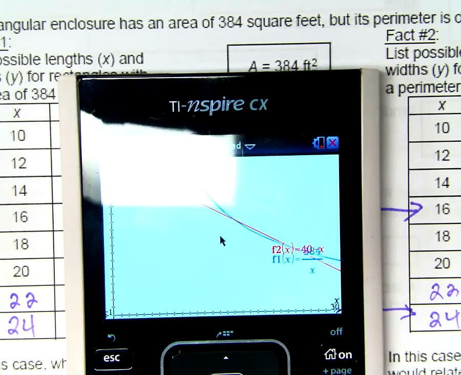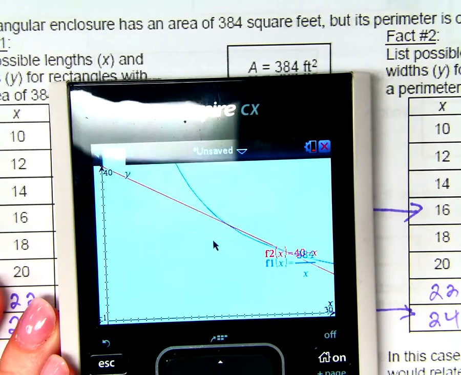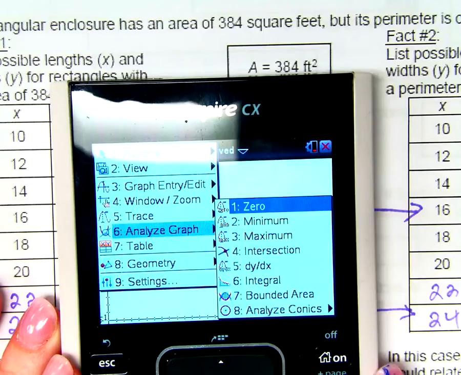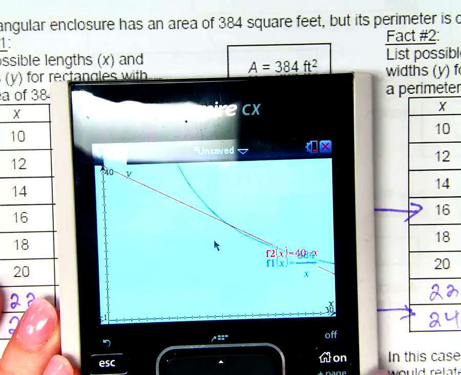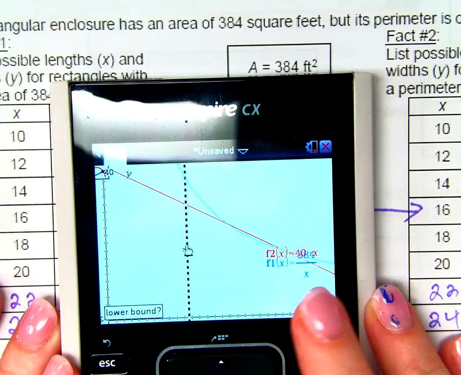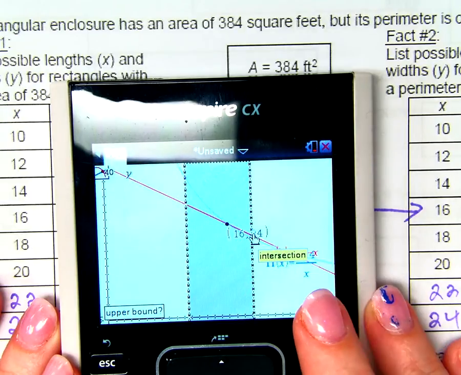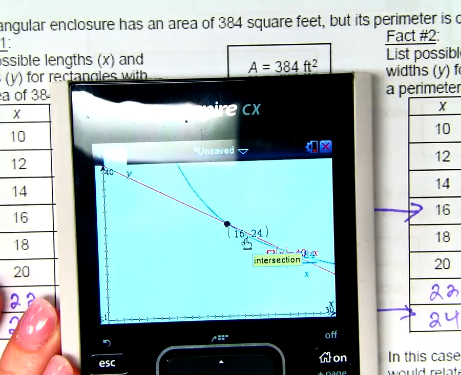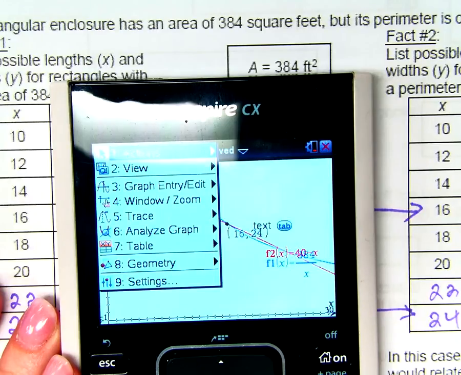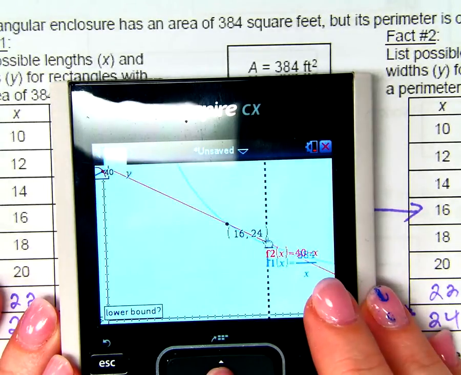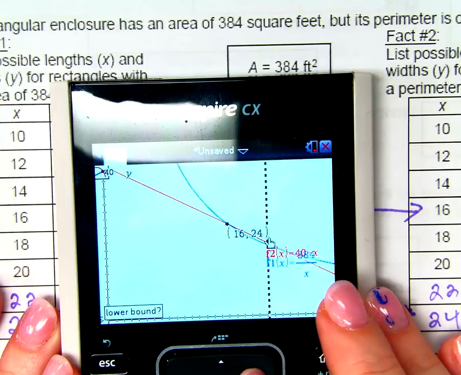Okay? Can you see 2 points of intersection on this graph? Yes, so let's go find them. Menu, analyze, intersection. Put it on the left-hand side and the right-hand side. Oh my gosh, 16 and 24. Oh, I suspected that. Menu, analyze, intersection, left-hand side. 24 and 16.